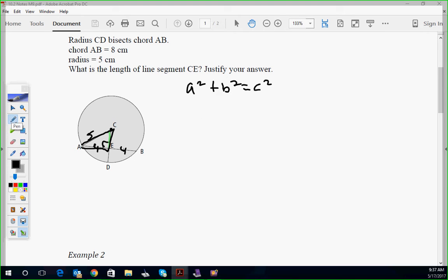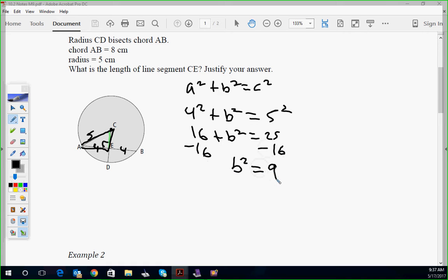So we know that we have the hypotenuse and a leg. So I know that 4 squared plus b squared equals 5 squared. That's the Pythagorean theorem that I'm solving. I don't know this leg, so that stays b. And I know the hypotenuse, which is c. Okay, 16. Subtract 16. Square root. So the length of CE is 3.